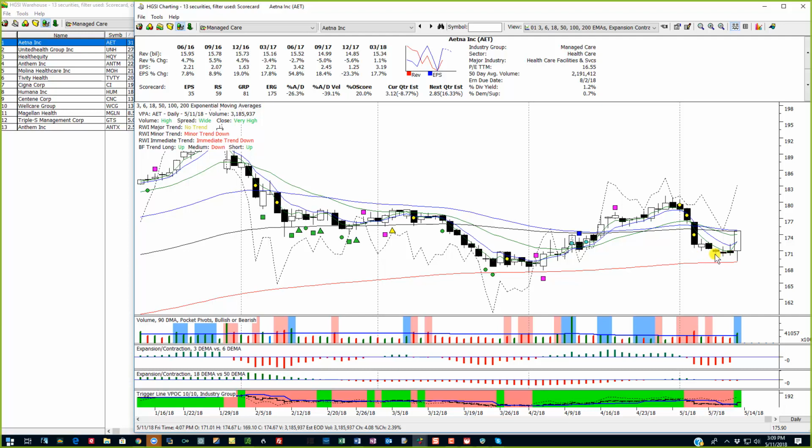On Aetna, very small bodies. When you see small bodies like this compared to wide bodies like this that are giving VPA flags, that means the selling pressure is coming off this stock. There's uncertainty here. So what happened here today? It opened, traded down, and by the end of the day it closed at the top of its range.